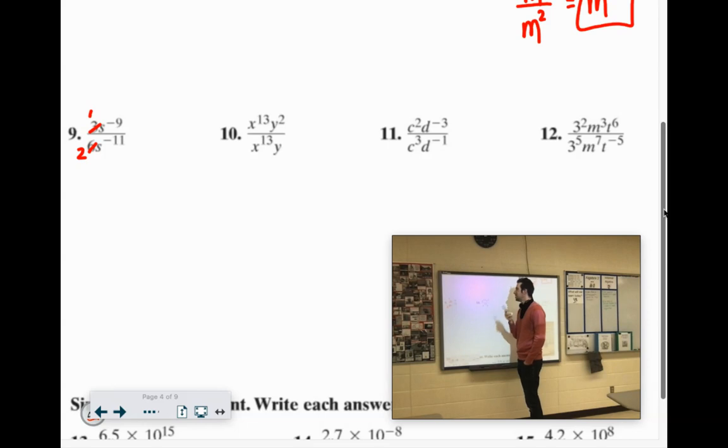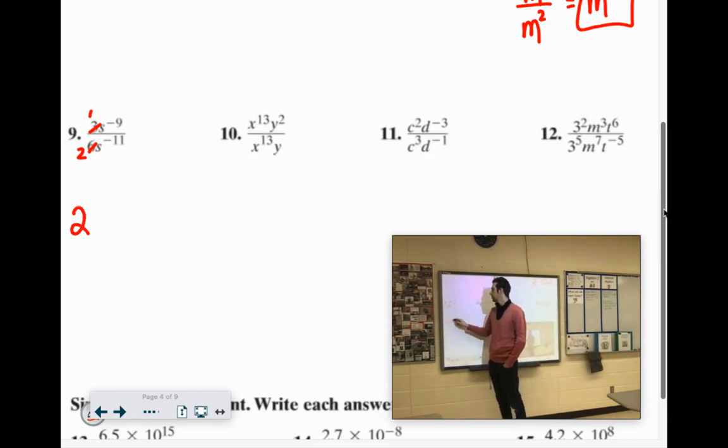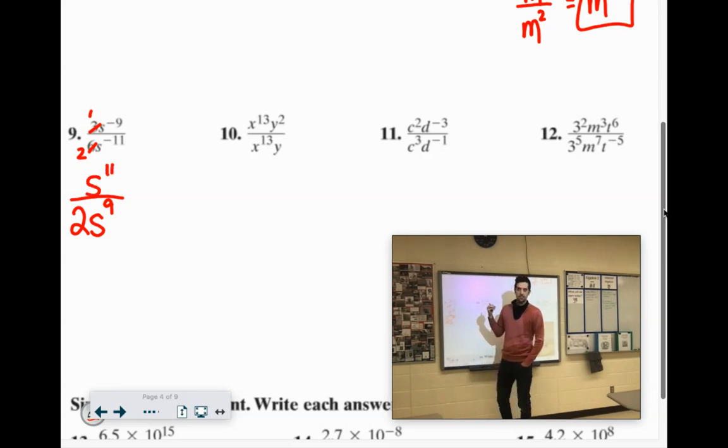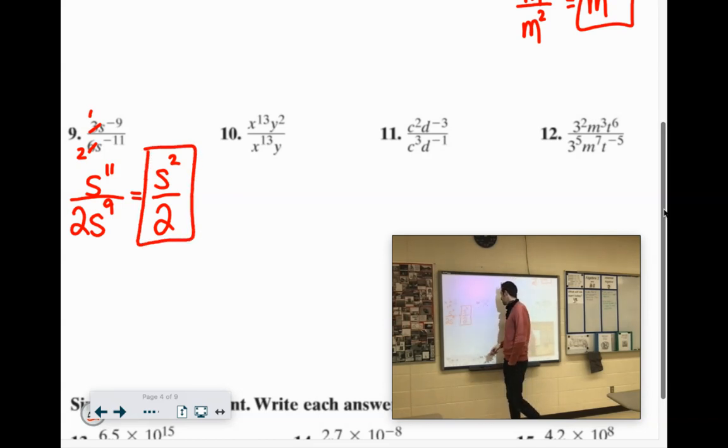Now, as far as the s's, let's readjust. So s to the negative 9 would go to the denominator with the 2. S to the negative 11th would go to the numerator with the 1, but you don't write the 1. So we have 1s to the 11th over 2s to the 9th. There's more s's in the numerator. 11 minus 9 is 2, so we'll have 2 s's up there. We just have the leftover 2 down there. So that would be our final answer.